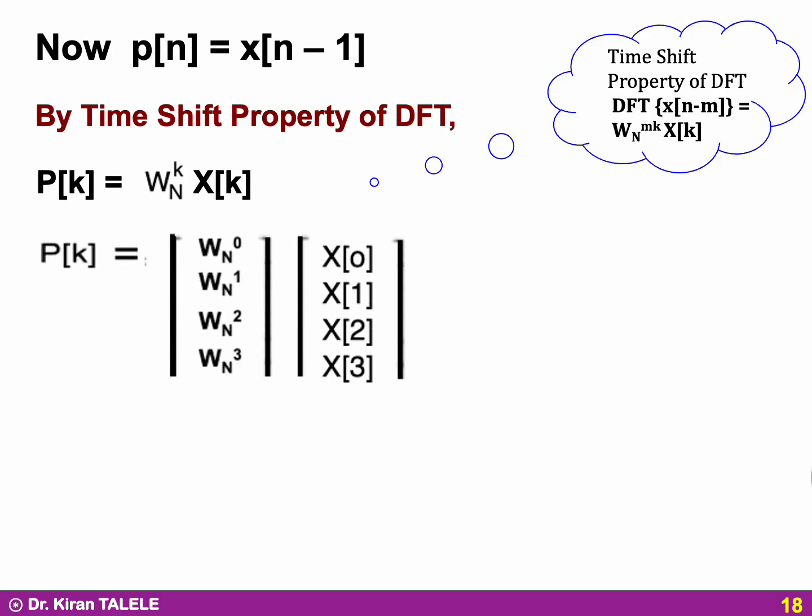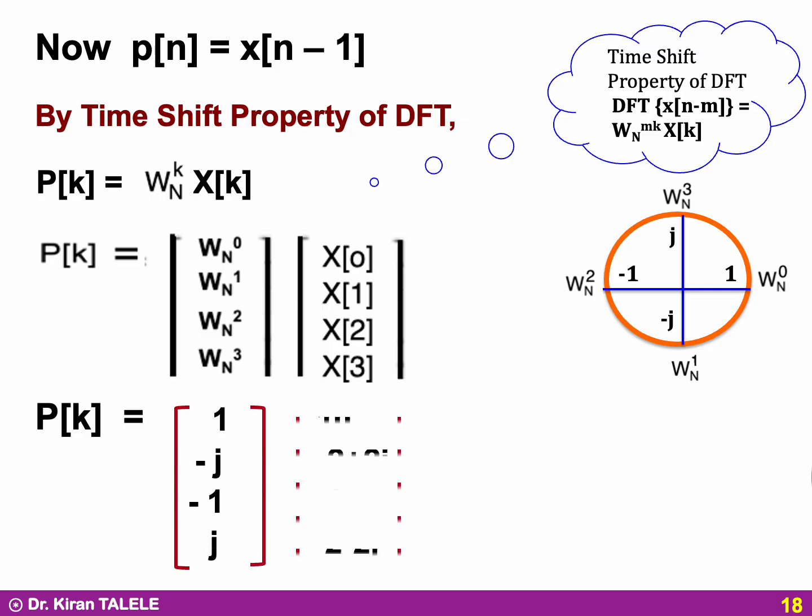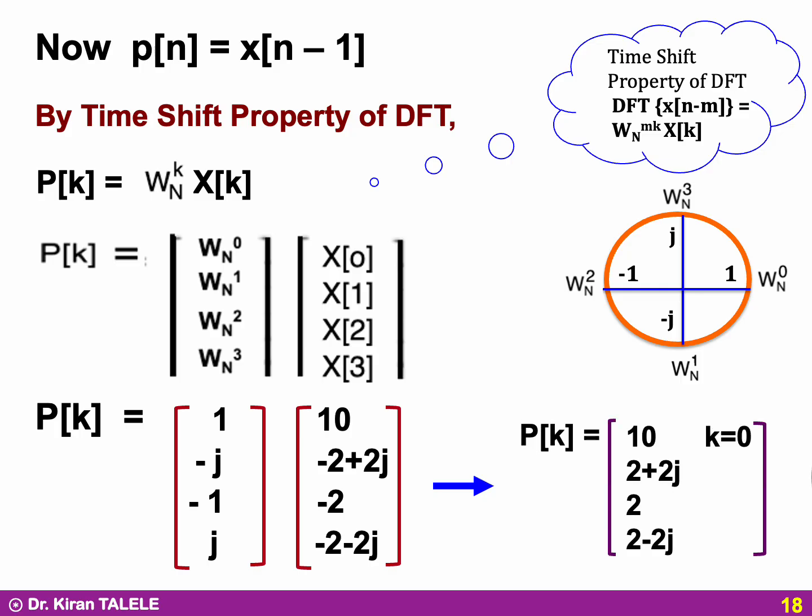Now this equation we have to evaluate for every value of k. When k is 0, W_N raised to 0, X of 0. K is 1, W_N raised to 1, X of 1. K is 2, W_N raised to 2, X of 2, and so on. W_N terms we will get from the circle diagram. X of k we already calculated. Multiply them, and you'll get P of k, the answer.